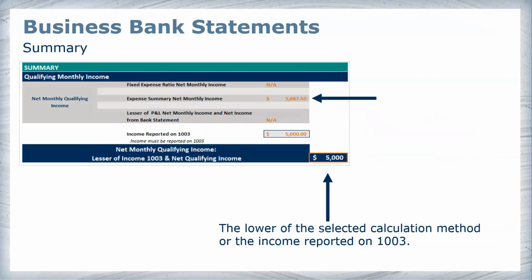So I'd really recommend going through this worksheet first, getting the business bank statements, determining which method you're going to use for qualifying the income. If it's the fixed expense ratio, if it's the expense summary, or if it's the P&L. Because the selected method will be compared to the income reported on the 1003, and the lower figure will be used as the net monthly qualifying income.